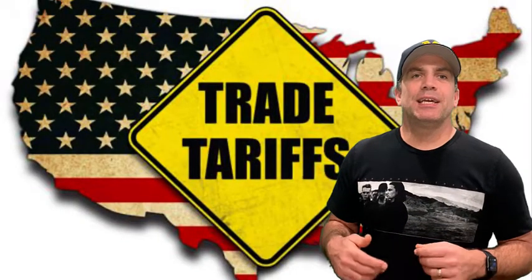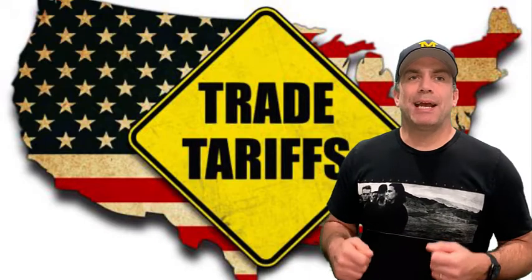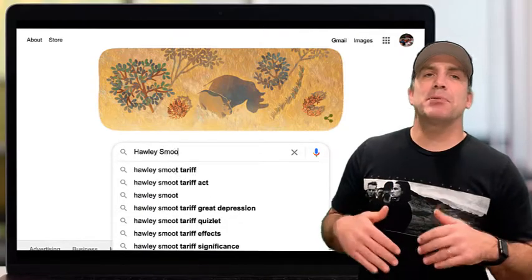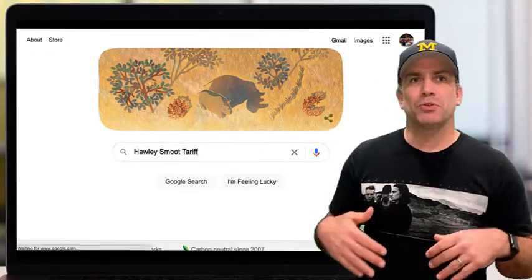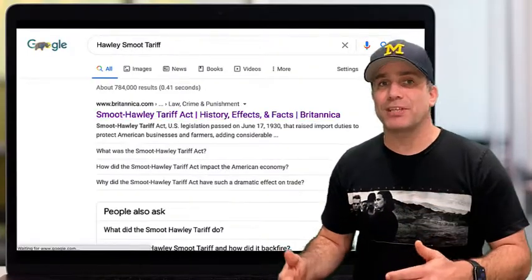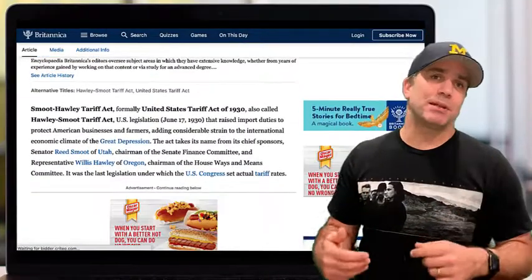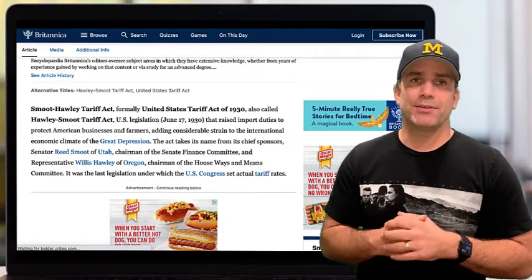The final factor that we're going to mention is tariffs. In 1930, the government passed what is known as the Hawley-Smoot Tariff. It was a protective tariff that was supposed to protect American farmers and manufacturers from foreign competition by increasing the taxes being placed on foreign goods that are imported into the country.